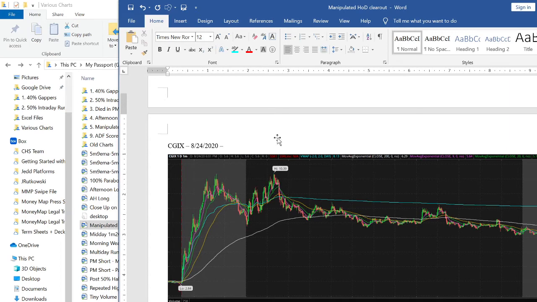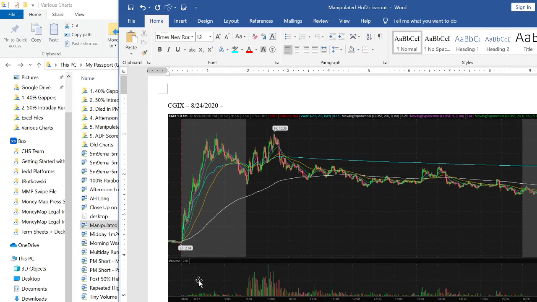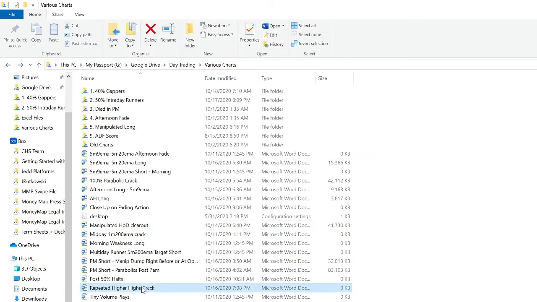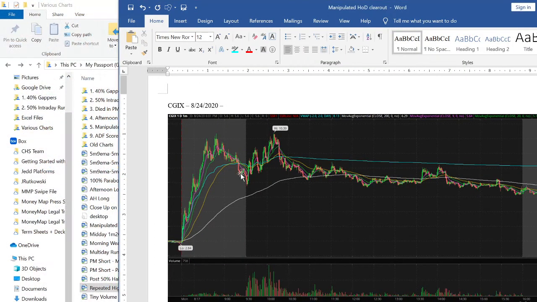But this actually follows another pattern called the repeated higher high crack. The basic pattern is this: the stock shows weakness, breaks the market open high, cracks, breaks the next high, cracks, breaks that high, cracks, breaks that high, cracks. So you get repeated high day cracks, until it breaks the final high day and cracks. And that's how you know the stock is being super, super manipulated.